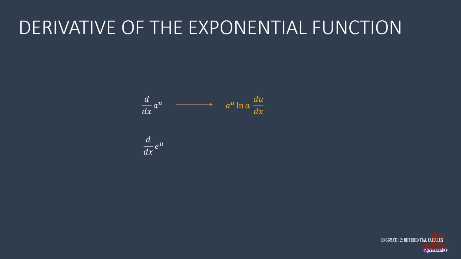In such a case, the same pattern is still used, so d all over dx of e raised to u is e raised to u times ln of e multiplied by du all over dx. Note that ln of e is 1, so the derivative is simply e raised to u times du all over dx.